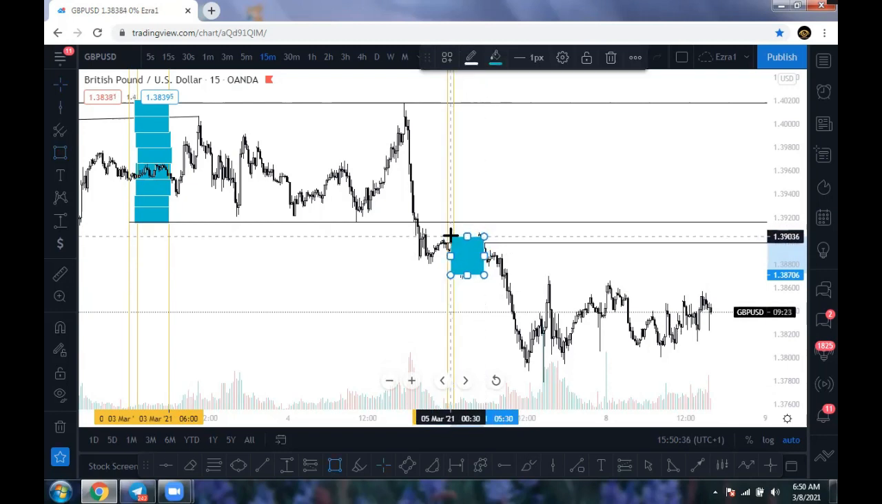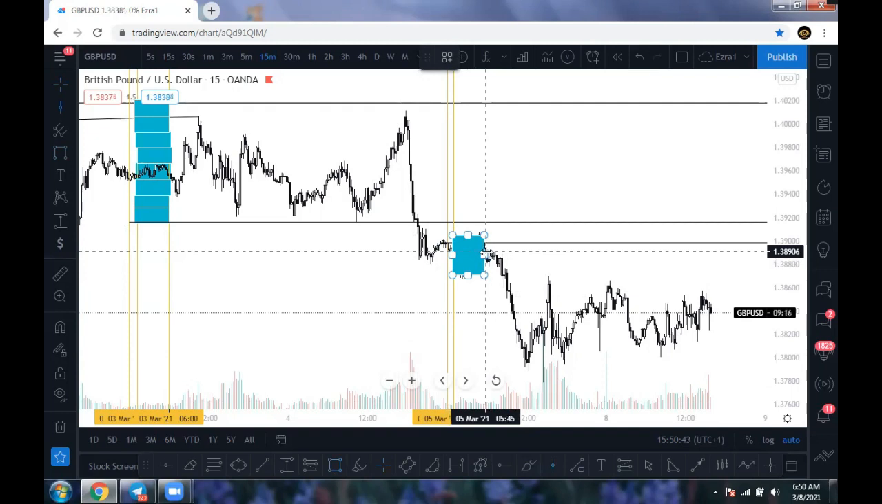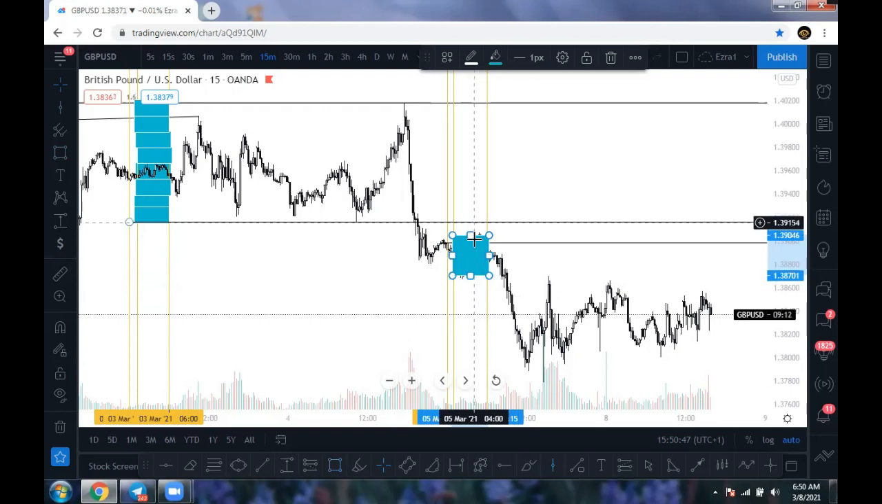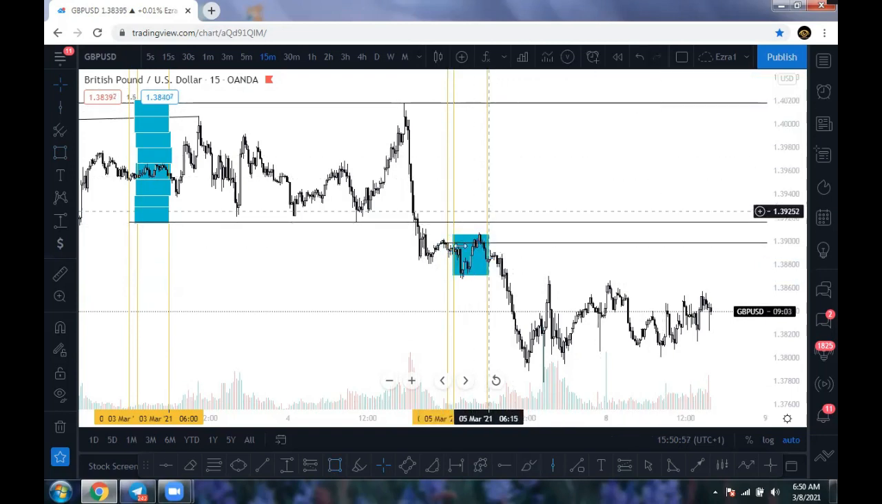till 6 AM GMT plus 1, for London opening. This is 6. So you use the body. This is the Asian range. This is the Asian range we use in determining our daily range.